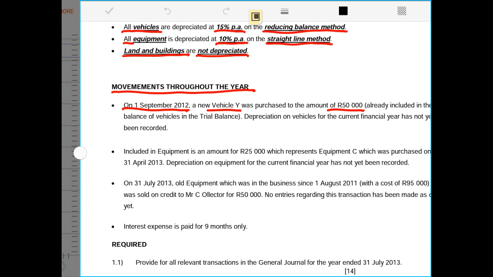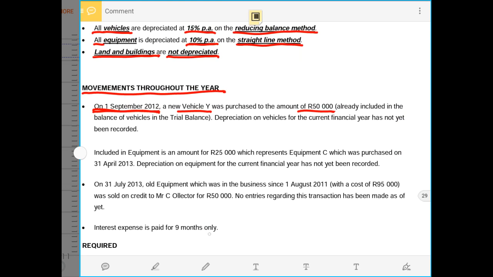Now to highlight another very critical thing regarding this vehicle. This vehicle was purchased on the 1st of September in the year 2012. That means we have to account for the number of months we held this vehicle until the end of the current financial accounting period. So now we'll do that when we deal with the depreciation side of the transaction.